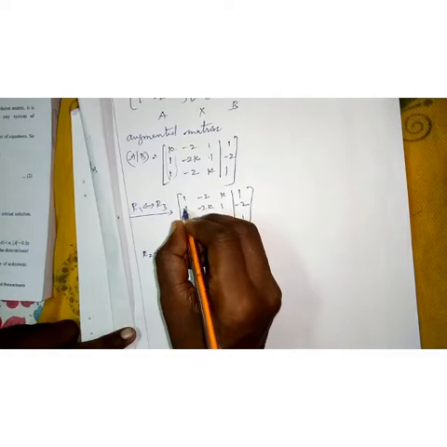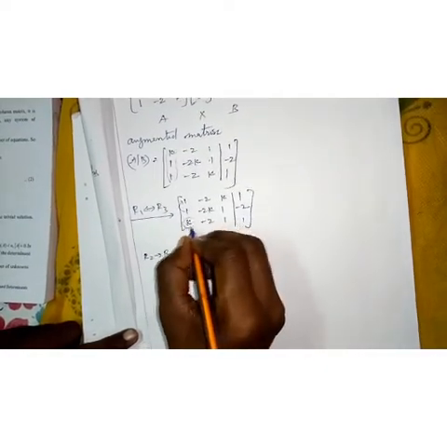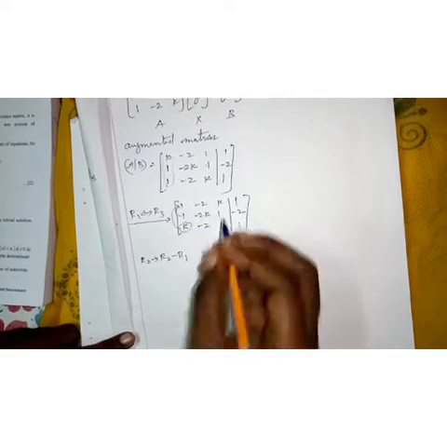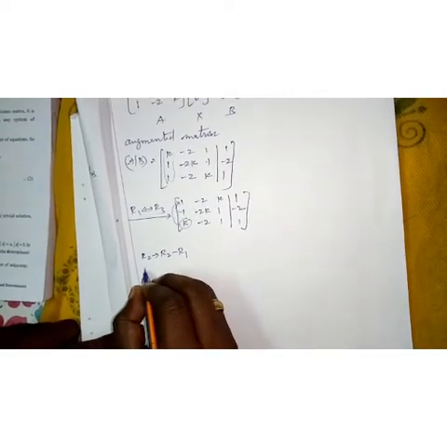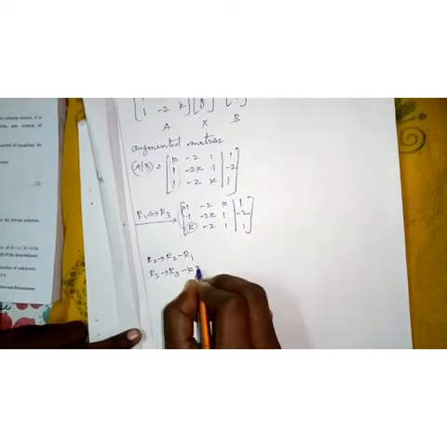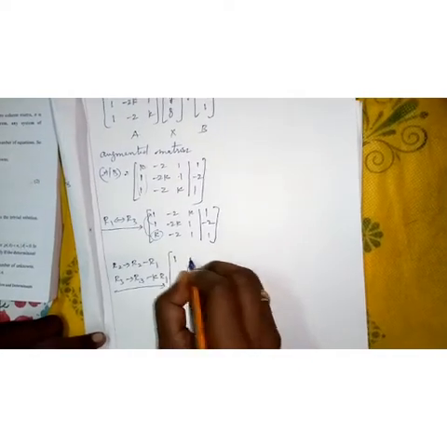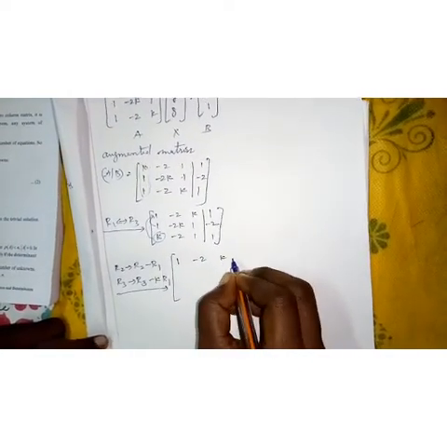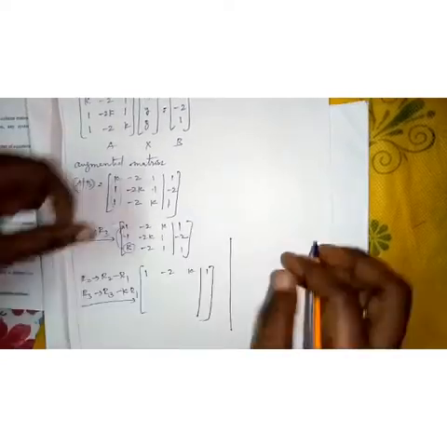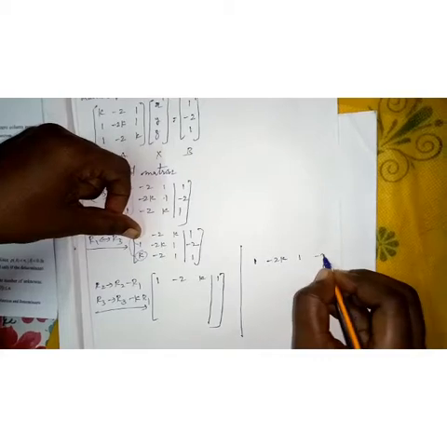R2 gives R2 minus of minus R1. K is there, so multiply by K. R3 gives R3 minus K times R1. Is it clear? Then here 1, minus 2, K, 1. Then using rough column, see what this is: 1 minus 2k, 1 minus 2.